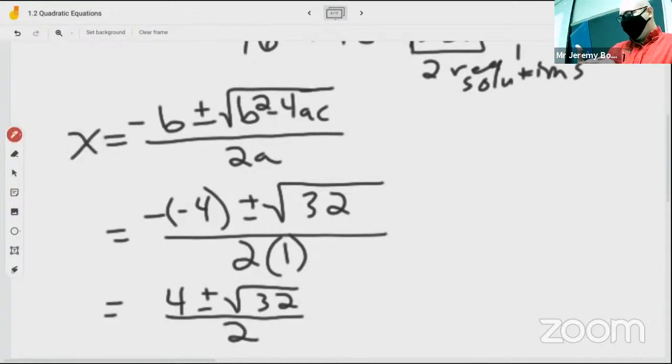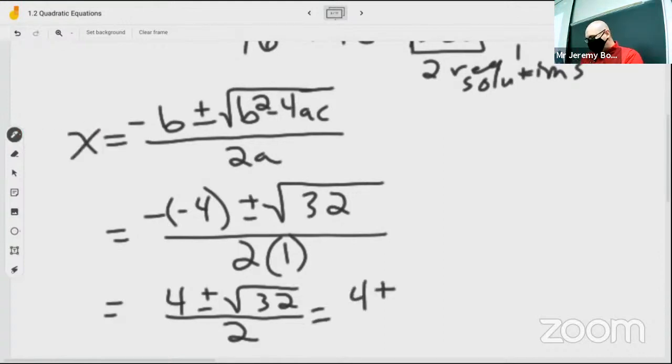Did anybody do this? Reduce the 4 and the 2? Well, you can't, so don't do that. It's a common error that people do. But what we can do is look at the 32. Can we take the square root of 32? It's not going to be perfect, right? The square root of 32 is going to be something else, 5.6568. But can we split up the 32? Yeah, we can.